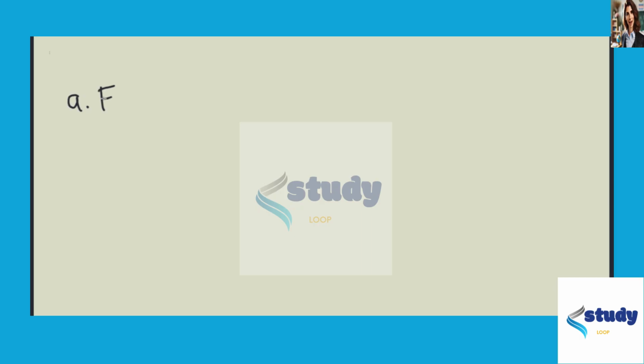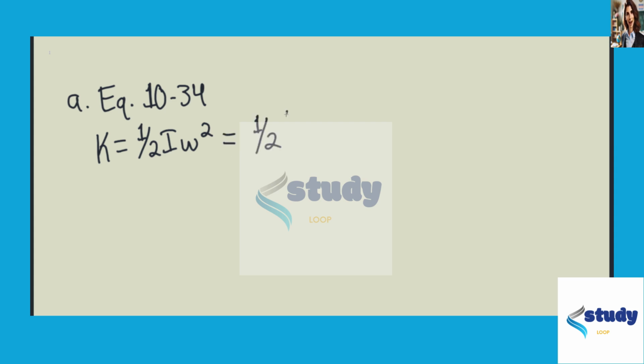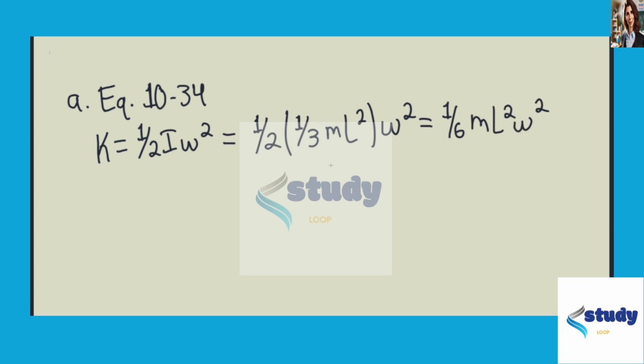So for part A, we're going to apply equation 10.34, and we can say that the kinetic energy is equal to 1/2 times the moment of inertia times the angular velocity squared. This is equal to 1/2 times the moment of inertia of a rod rotating about one end, equal to 1/6 ml squared omega squared, and now we can solve.